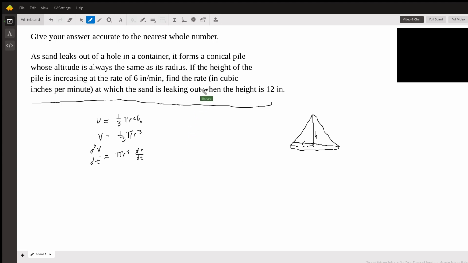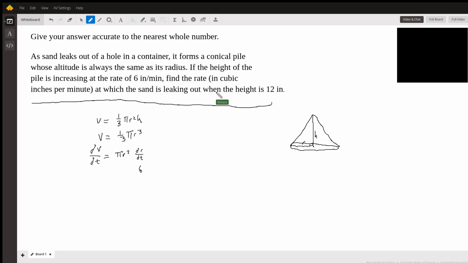Okay, now they say that the height of the pile is increasing at the rate of 6. Well, because the height and the radius are always the same, the radius must also be increasing at the rate of 6. So we're just going to put a 6 here for the dr/dt. Find the rate at which the sand is leaking out, which is the volume of the sand leaking out, equal to the volume of the cone that the sand is forming when it comes out of the box.